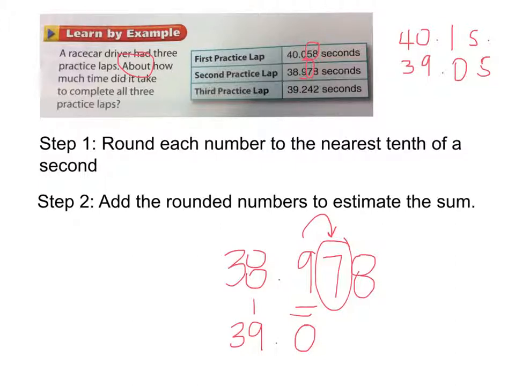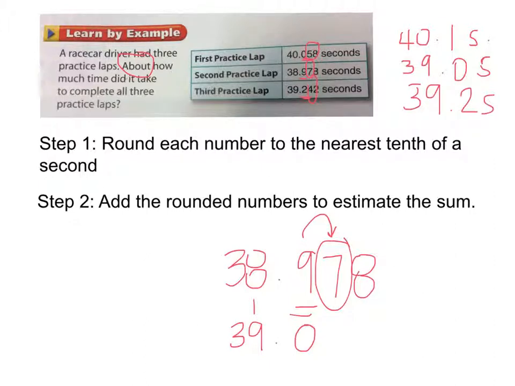In order to round to the nearest tenth, we have to look at which place value? The hundredths. What's the hundredths digit here? We're on the third lap. 4. Does 4 round up or down? Okay, so how do I round this? 39 and 242 thousandths, what is that rounded to the nearest tenth? 39 and 2 tenths. Very good.